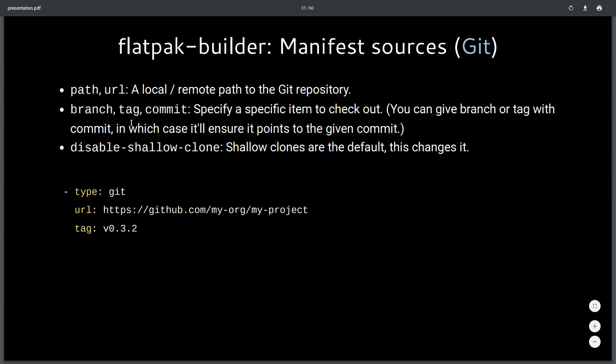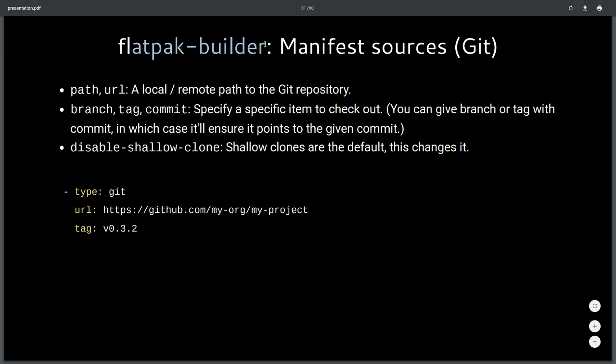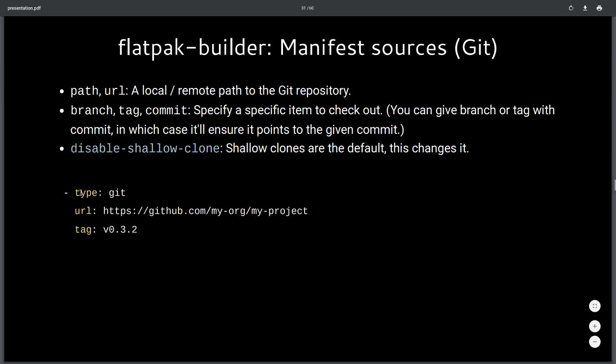Git sources, pretty simple. You pass a path to a local Git repository or URL. You can specify a branch, a tag, or a commit to check out, otherwise it just does master. You usually don't want that because Flatpak Builder is really big on reproducibility. But we can disable shallow clones. Again, you're almost never going to use that. This is the type of stuff you're going to see most of the time. Type git, a URL, and then it specifies a tag or a branch or a commit to use.